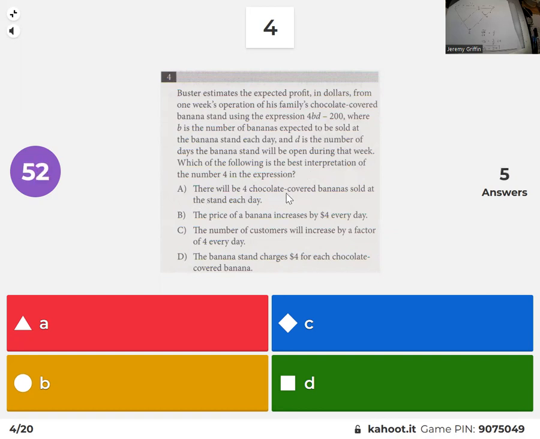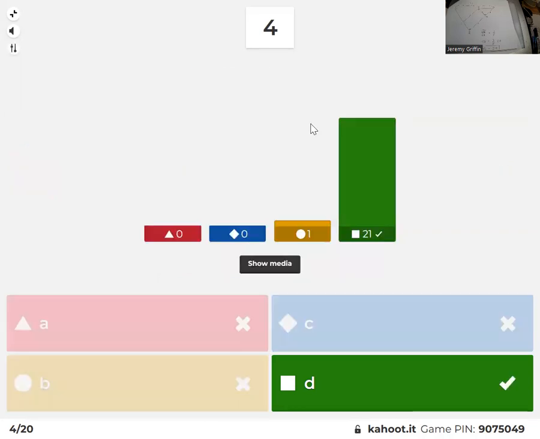Is it that there will be 4 bananas sold each day? Is that the price of the banana increases by $4 each day? Is that the number of customers will increase by a factor of 4 each day? Is that the banana stand charges $4 per chocolate covered banana? $4 per banana times number of bananas times number of days. You're right. Right? You guys get that?